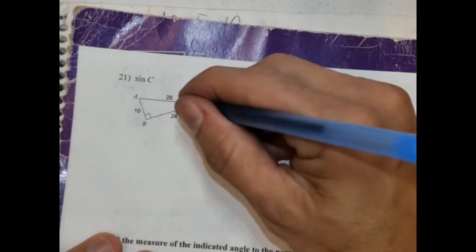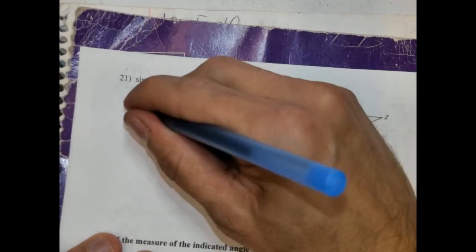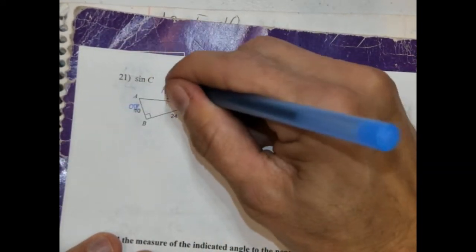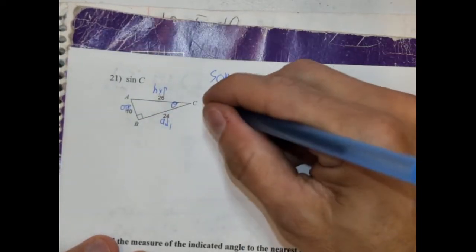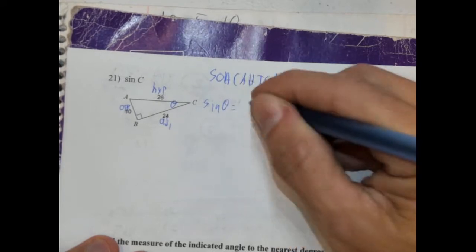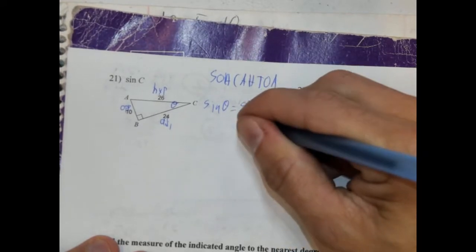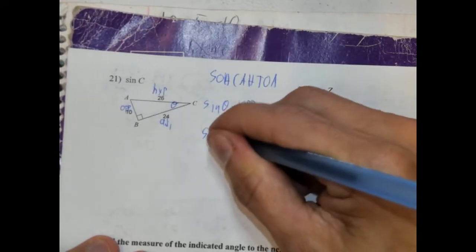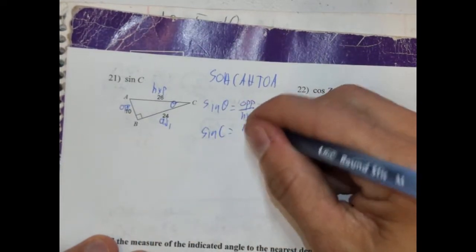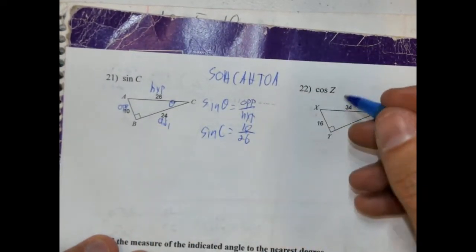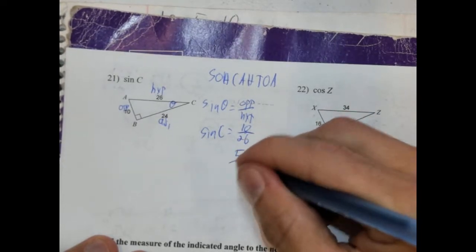Alright, so sine c, this is theta here, so that means this is opposite, this is hypotenuse, and this is adjacent. Okay, so sine of theta is going to be opposite over hypotenuse. Sine of c, in this case, would be 10 is our opposite, hypotenuse is 26. So 10 over 26. They're both divisible by 2, so 5 over 13. And that's our trigonometric ratio.